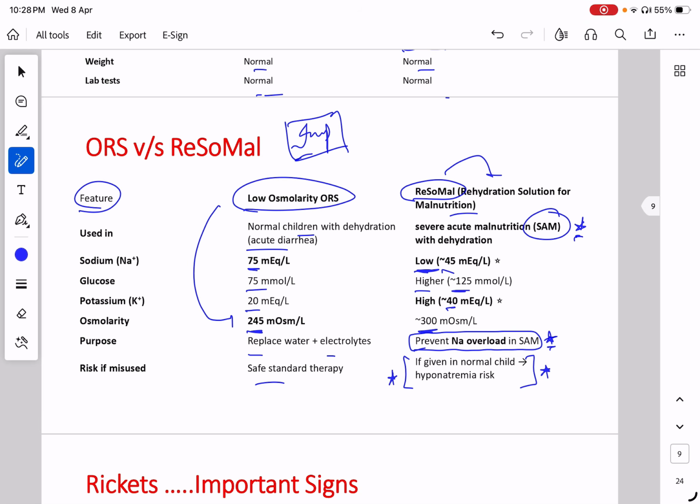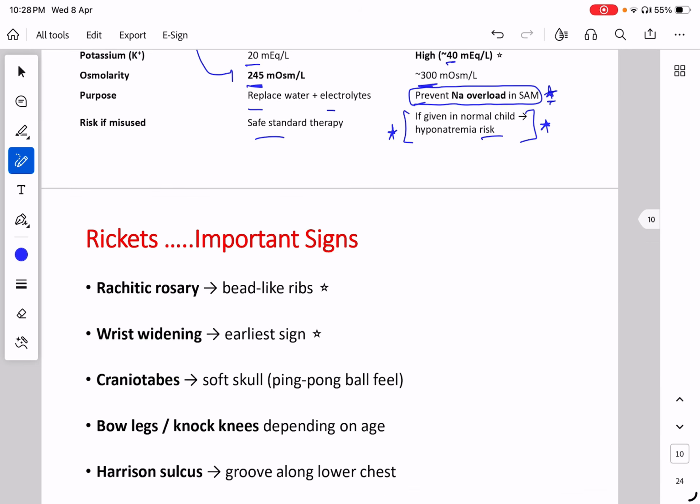Okay. So SAM children are usually at risk of developing sodium overload, so rapid correction is avoided. In that case, ReSoMal is used because its sodium concentration is low. But if it is given in a normal child, there is risk of hyponatremia. So this is the difference between these two.